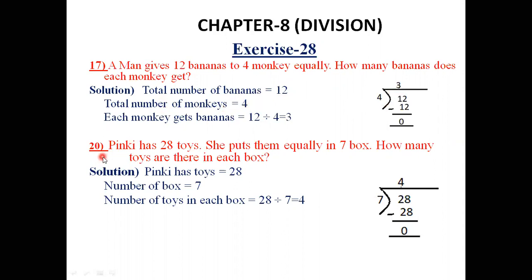Now here is question number 20. Pinky has 28 banana toys. She puts them equally in 7 boxes. How many toys are there in each box? Now Pinky has toys is equal to 28.